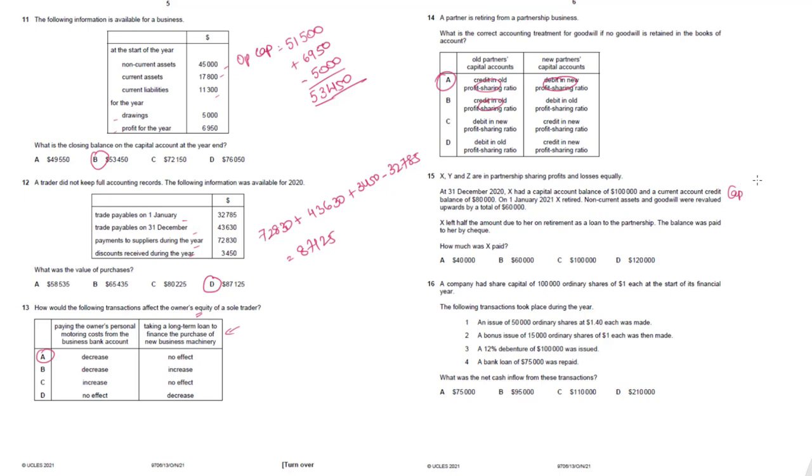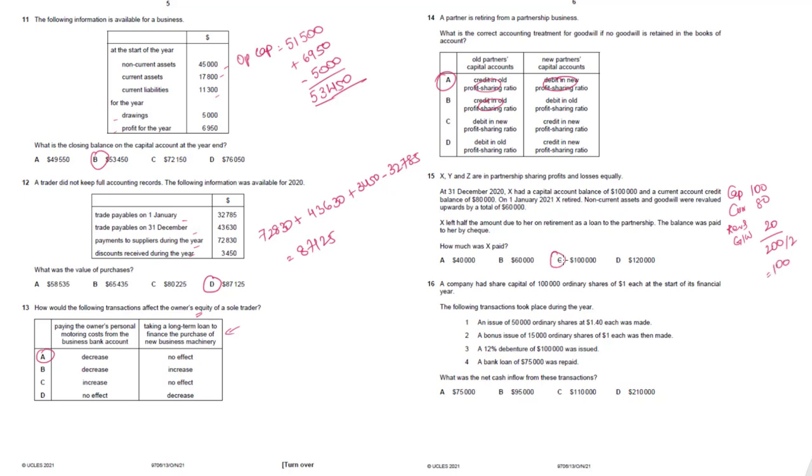First of all, the capital balance is 100,000. The current balance is 80,000 and next day itself X retired. So 180, plus non-current assets and goodwill both were revalued. So X will get his or her share in this 60,000 upward revaluation of non-current assets and goodwill. So 1/3 of 60,000. So revaluation and goodwill 20,000. Total 200,000. So half of this, 100,000.